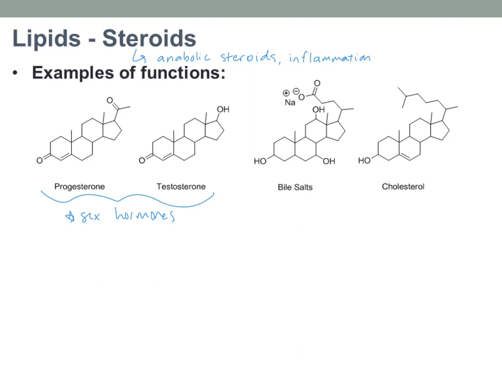But the jobs of these, like progesterone and testosterone and estradiol and stuff like that, their function here, so I'll put function. Their function is to act as chemical messengers. So I'll put chemical messengers.